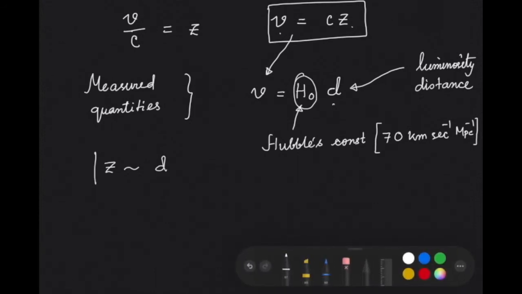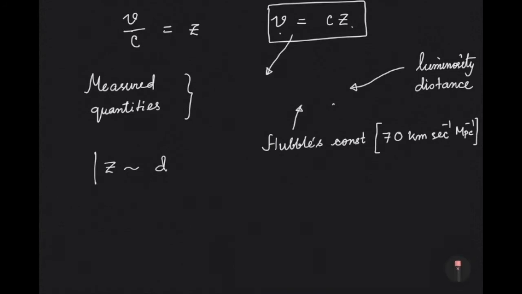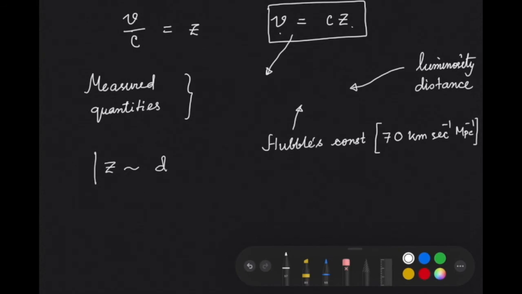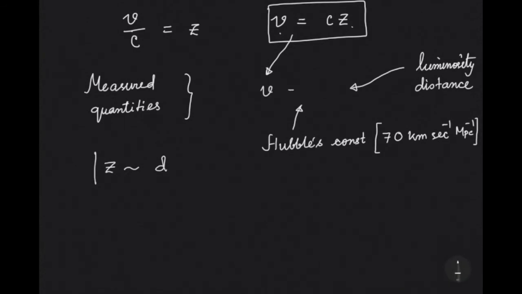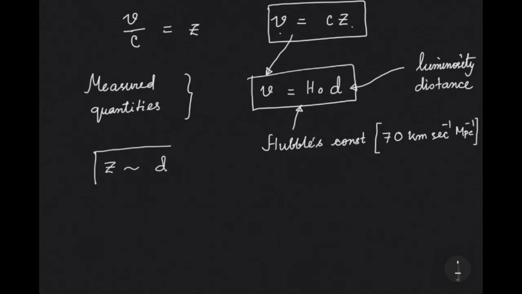So let me keep this relation in a little better form, because this is the crux of the story so far. So the relation is v equals H naught times d. And the actual relation, if you remember, as we said, is z is proportional to d, just because v is the inferred velocity using this formula.